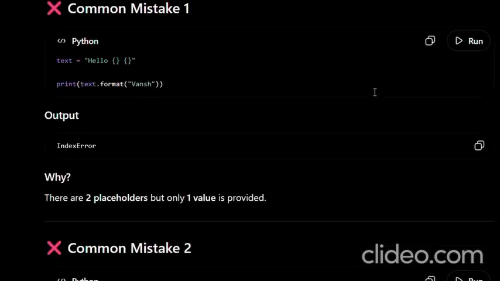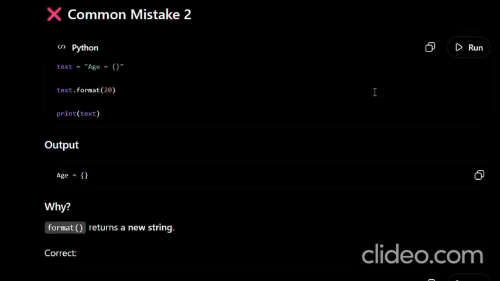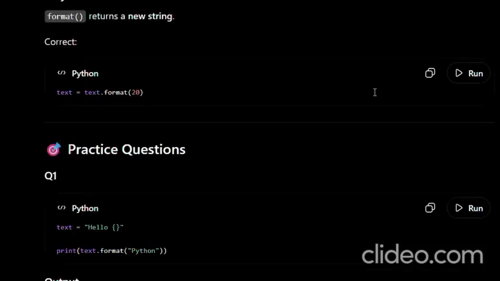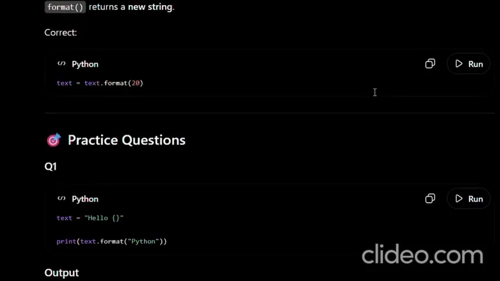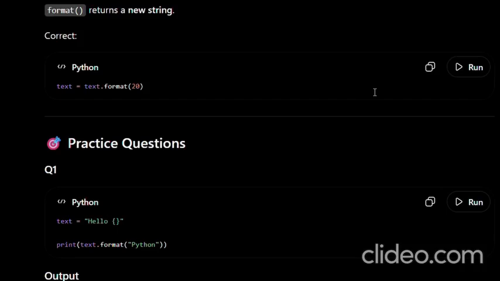now some common mistakes. So the common mistakes are, let's consider we have hello, then braces, then braces, and we are printing text dot format with one value. So there is an index error because we have two parentheses, but we are giving only one. Common mistake two is we have text dot format, then printing text, so the output is unchanged, because format returns a new string. So this is the problem.